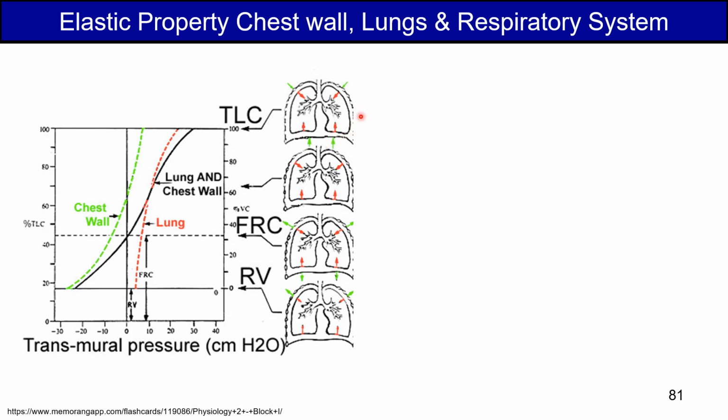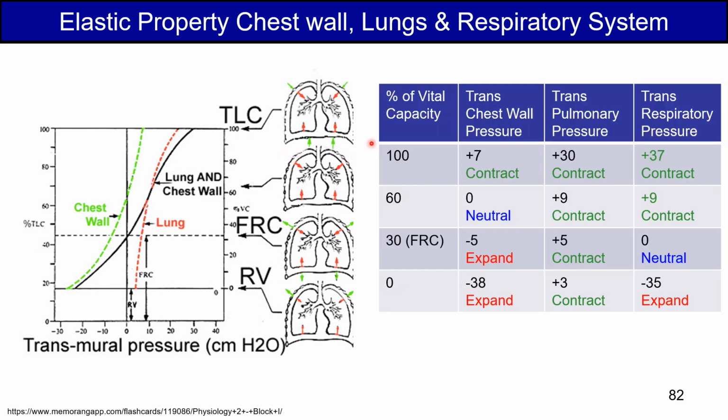In this figure here, the green arrow would represent the elastic property of the chest wall, while the red arrow would represent the elastic property of the lungs. So here is a tabular graph which represents this figure over here.